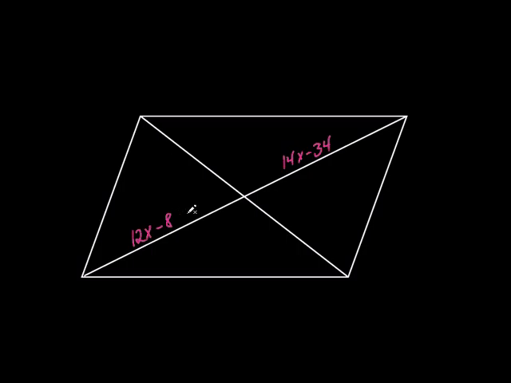That's all they ask you to do. It's just find what x is equal to. Well, this couldn't be easier. This is a parallelogram. They tell us it's a parallelogram. What do we know about the diagonals of a parallelogram? What do they do to each other? They bisect each other. That's right. They split each other in half.